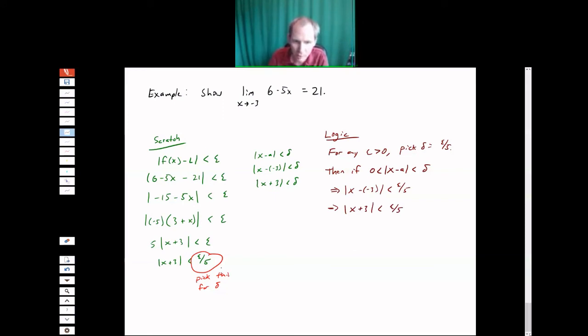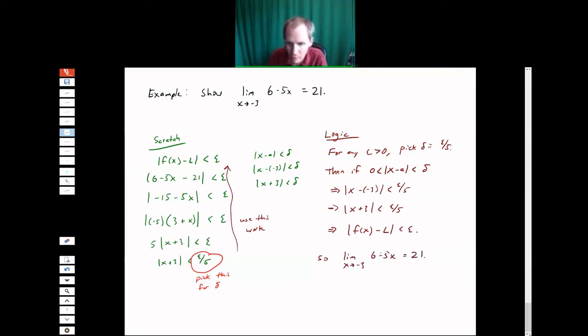And I already did this work with my scratch work, so because these statements work both ways, right? Divide both sides by 5, I can undo it by multiplying both sides by 5, right? I can say, all right, this means I can go all the way back up to the top, using this work, to give me |f(x) minus L| is less than epsilon. So that means the limit as x approaches -3 of 6 minus 5x is equal to 21.